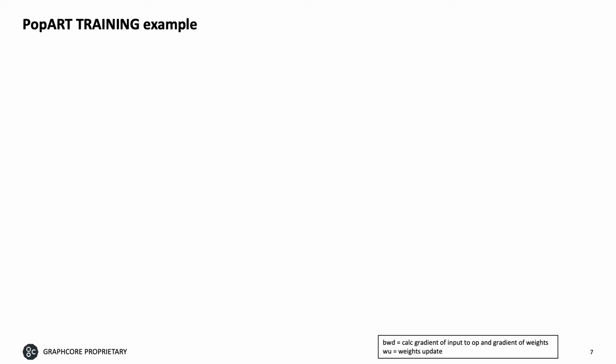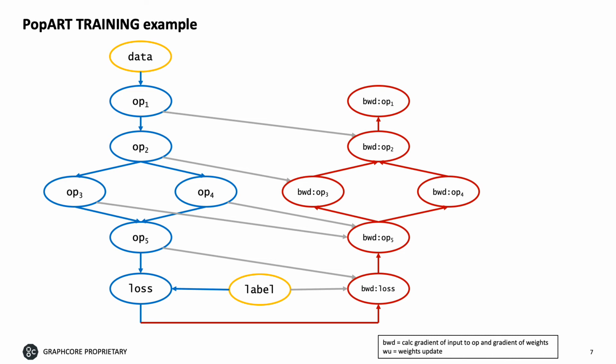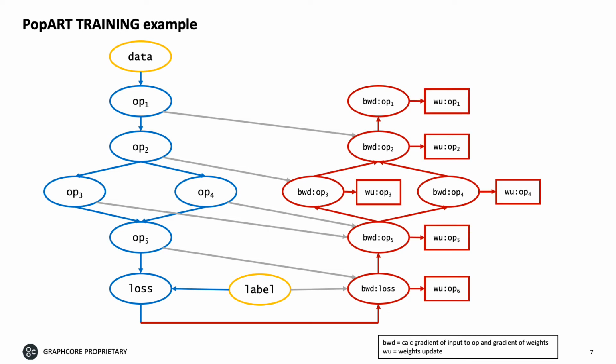So how do we support training for ONNX models? When we started the PopART project several years ago, ONNX didn't support training yet. What we got was a forward inference graph. We manually add a label node and a loss function node to the inference graph, and then PopART automatically adds the backward node for each forward node. Finally, the update node is also added into the graph. In this way, we finally get the graph for training.